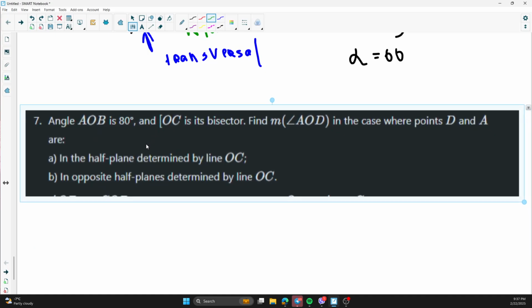Let's try 7. Angle AOB is 80 degrees and OC is its bisector. Find the measure of AOD in the case where points D and A are on the same half-plane. You also know that OD is going to be perpendicular to OC. What does perpendicular mean? It means that they form a 90-degree angle.